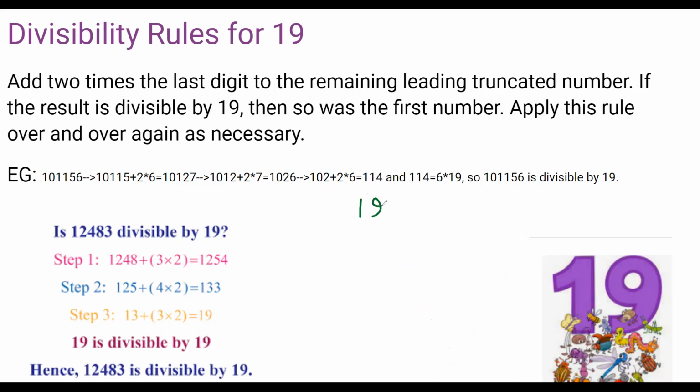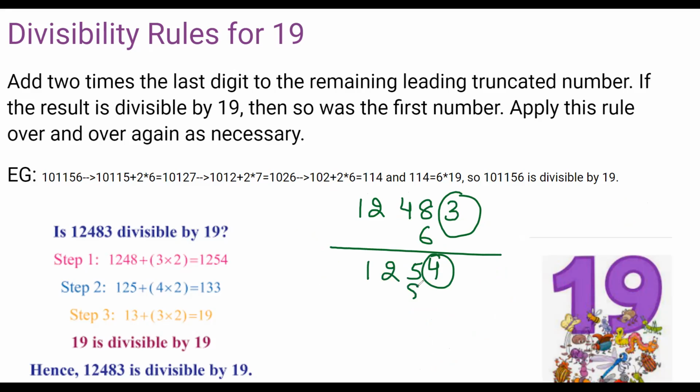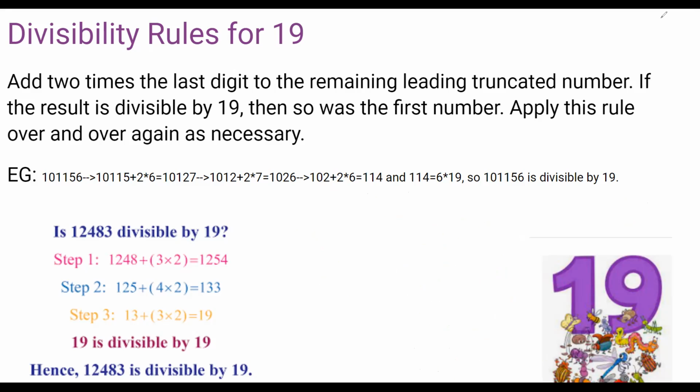Similarly, we can try for 12483. Take the last digit, double it, and add it. So you got 1254. Again, double it and add it, 133. Again, double it and add it, 19. So 19 is divisible by 19. So that's how you can check for 19 as well.